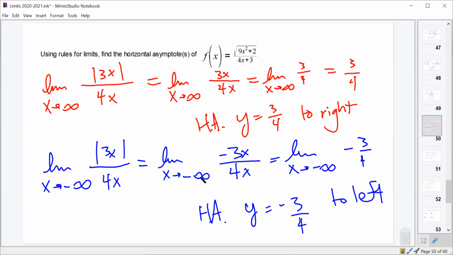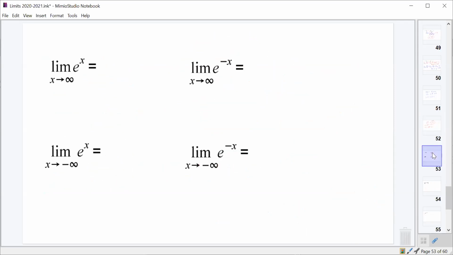All right, let's sort of change gears here. We're going to start talking about a new function. We're going to talk about the e to the x function and the e to the negative x function. You should all be fairly familiar with those functions, right?